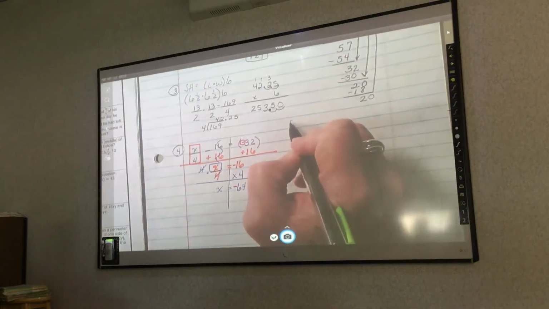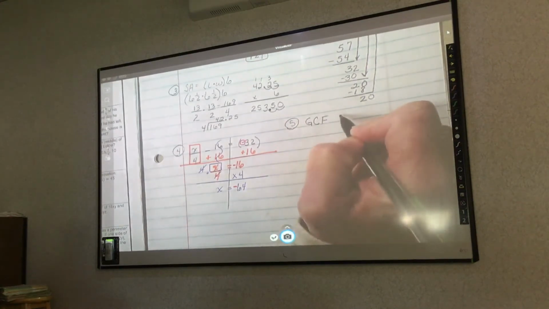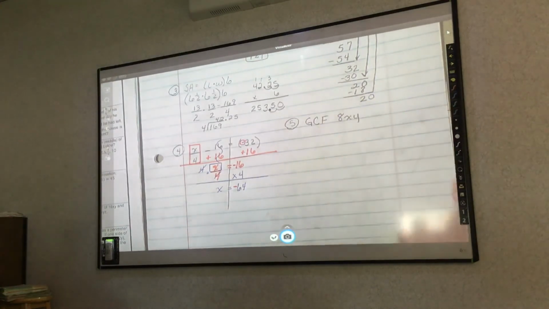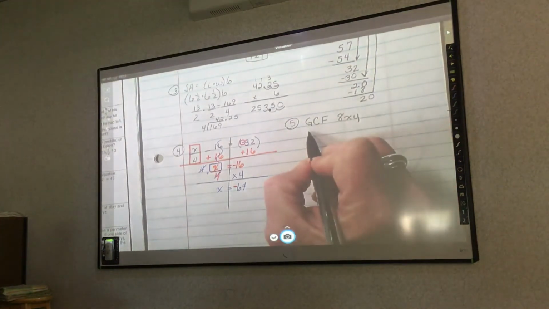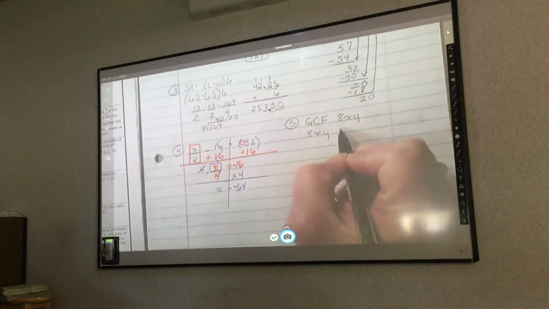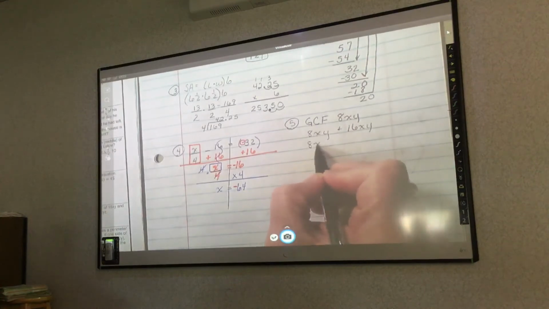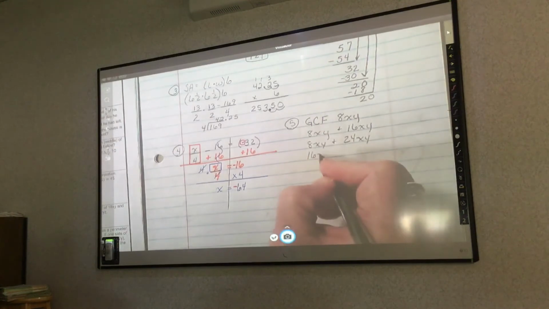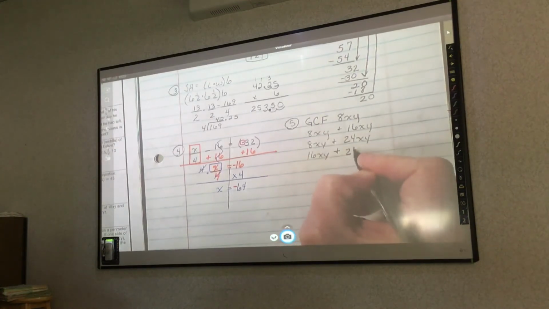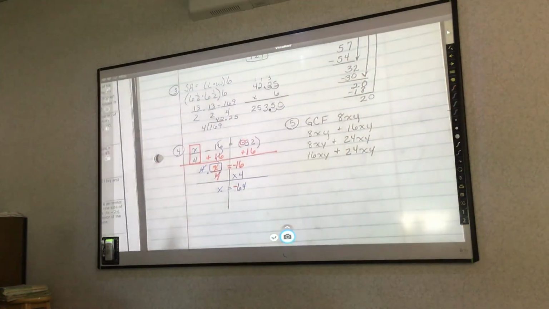Write 2 expressions that have a greatest common factor of 8xy. All it's saying is finding some numbers that will have that as the greatest common factor. So I can say 8xy and 16xy. I can say 8xy and 24xy. I can say 16xy and 24xy. There's a whole bunch of combinations that you could do. So just have one of those.